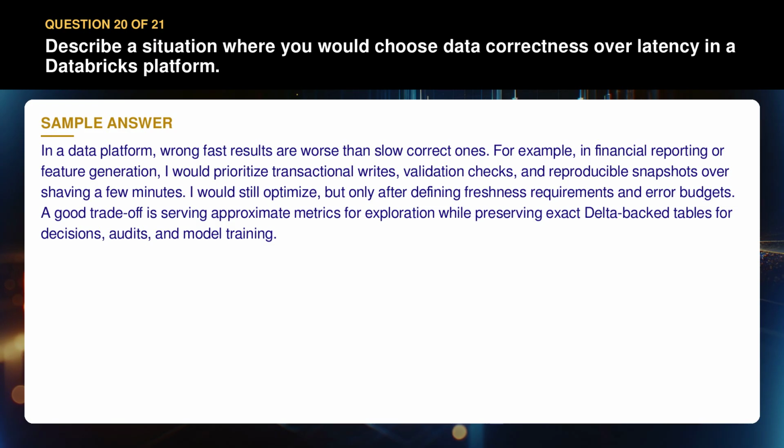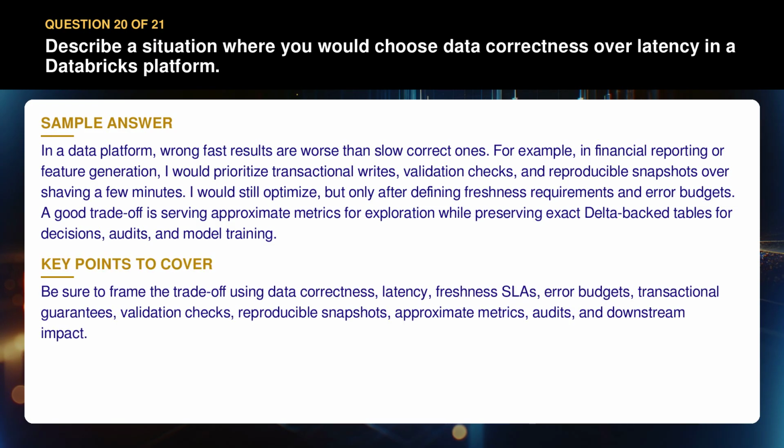A good trade-off is serving approximate metrics for exploration while preserving exact Delta-backed tables for decisions, audits, and model training. Be sure to frame the trade-off using data correctness, latency, freshness SLAs, error budgets, transactional guarantees, validation checks, reproducible snapshots, approximate metrics, audits, and downstream impact.